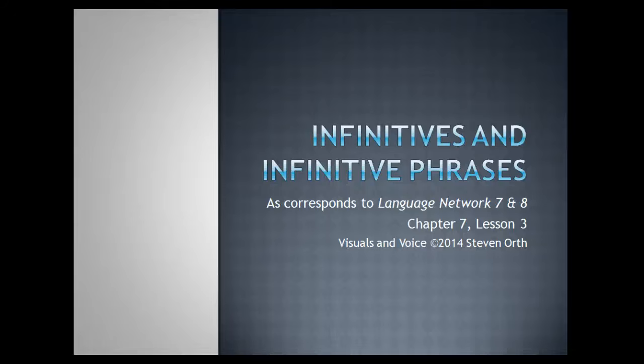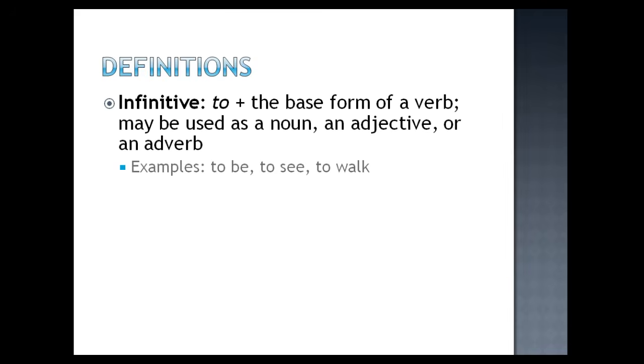We're back with Mr. Orth's Flip Class for Grammar, looking at infinitives and infinitive phrases, the last of the three types of verbals. An infinitive is to plus the base form of a verb. An infinitive may be used as a noun, an adjective, or as an adverb. In some ways, infinitives are among the easiest to spot because it's simply to followed by a verb. The trick can be figuring out which kind is used, a noun, adjective, or adverb.